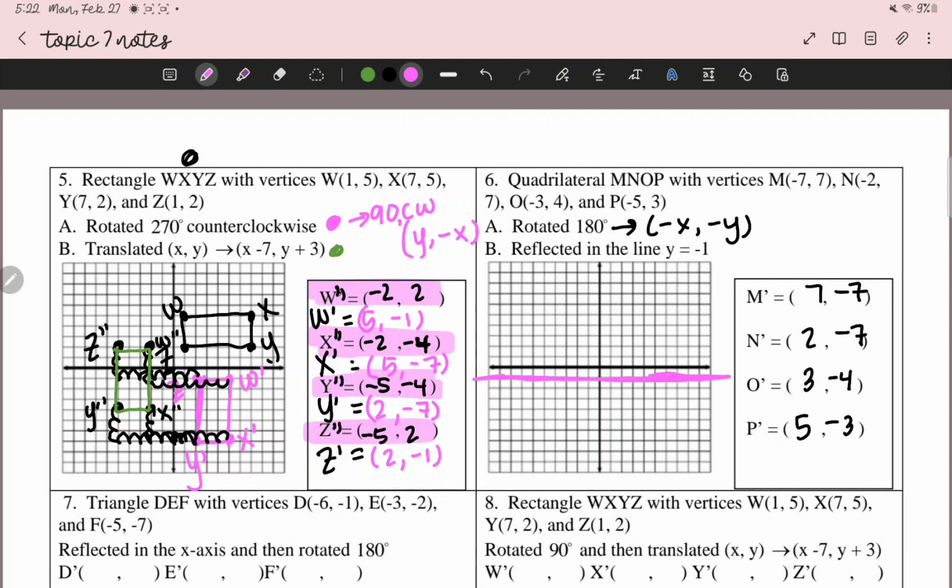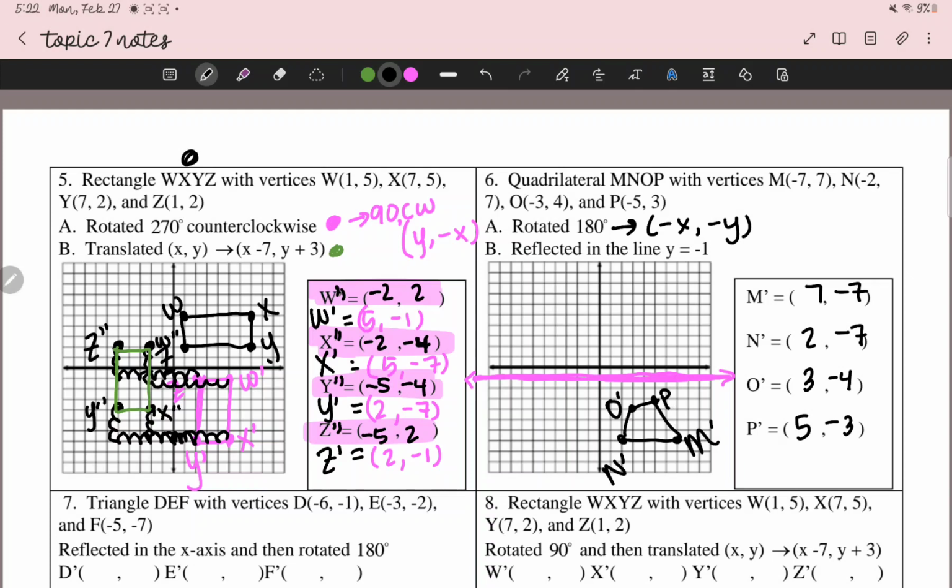So I'm going to plot these original points. So I had 7, -7 was here. That is M prime. 2, -7 is N prime. And 3, -4 is O prime. And P is 5, -3 prime. So it's a P there. Okay, that's our one that I just wrote out there.